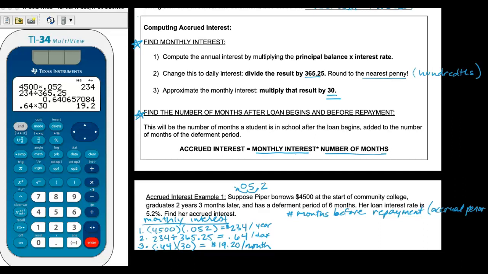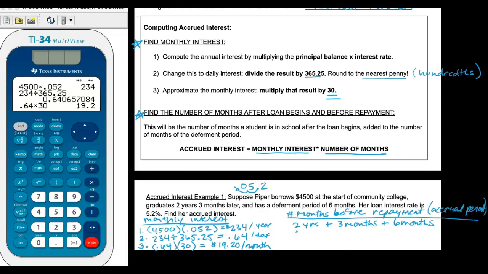It's the period of time that the interest is accruing. So let's look at the time she's in school. It says she's in school 2 years and 3 months, so that's this school time, and then has a deferment period of another 6 months. So she graduates and then they give her another 6 months of grace period where she doesn't have to make payment. So we're going to add all of that time together, and we want to change years to months.